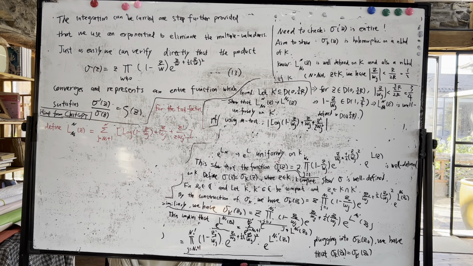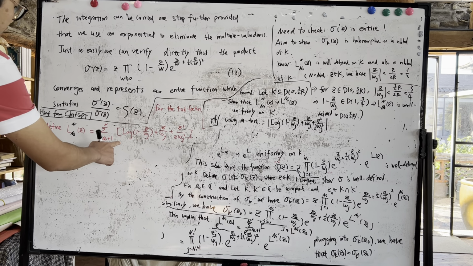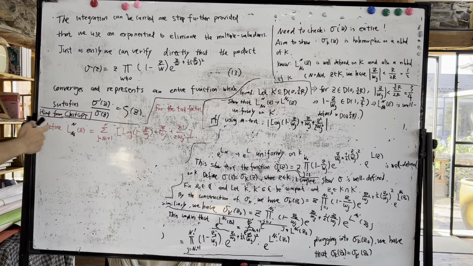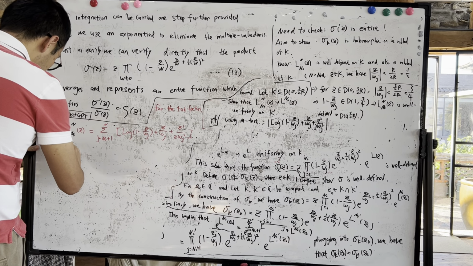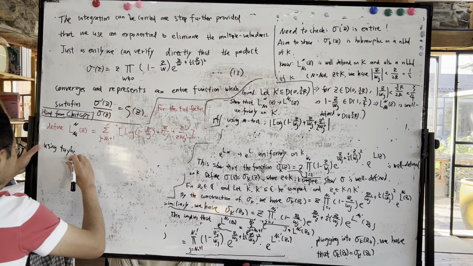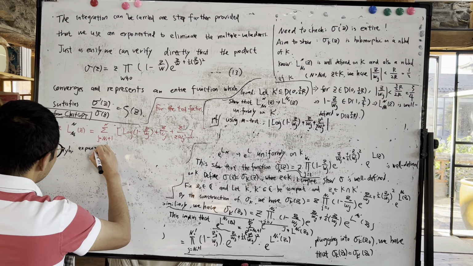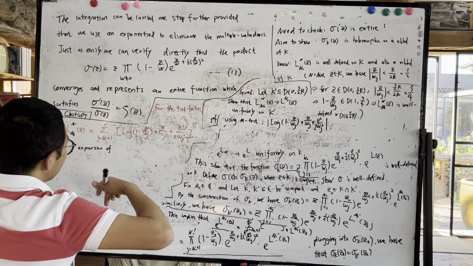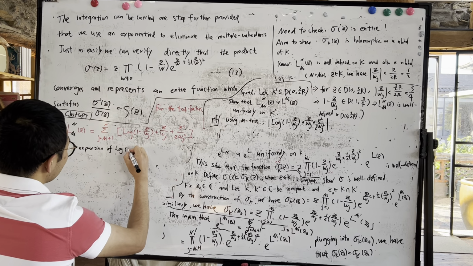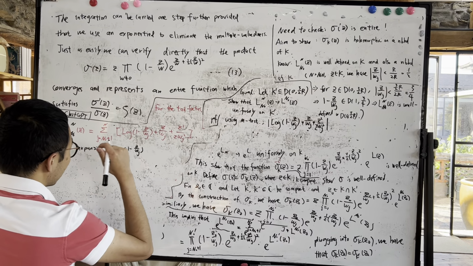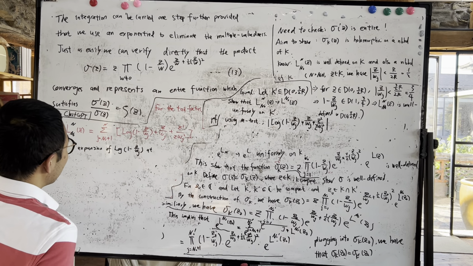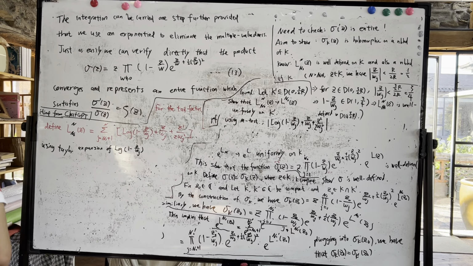Okay. So using the Taylor expansion of the log of 1 minus z over omega j. Yeah, just use the Taylor expansion of this function.